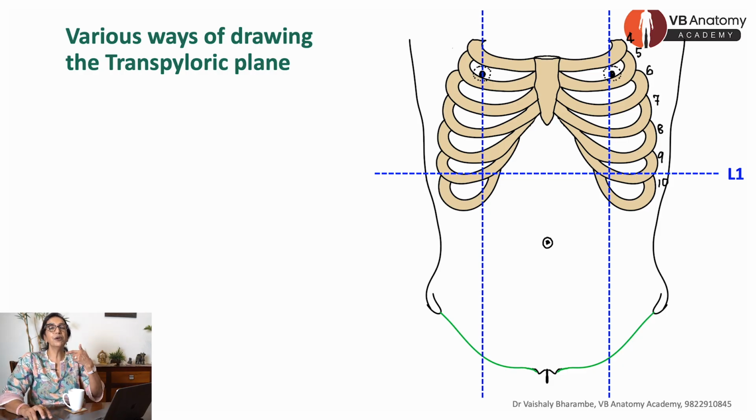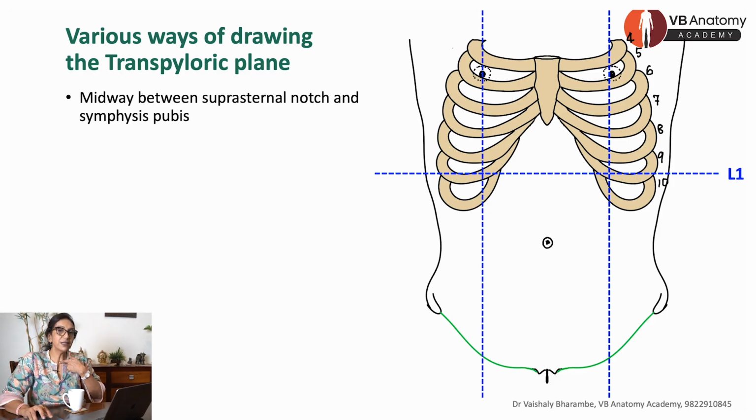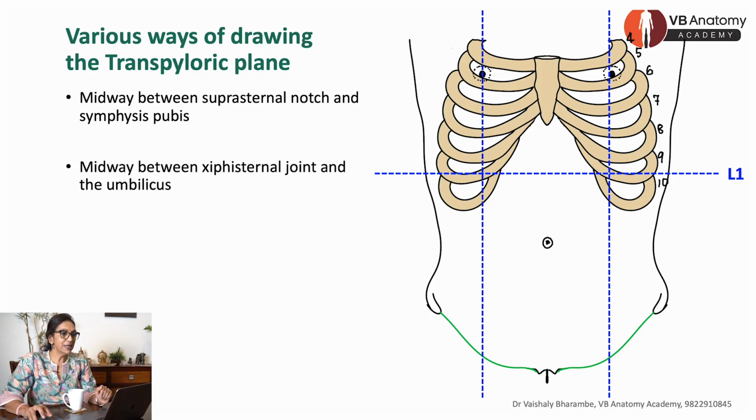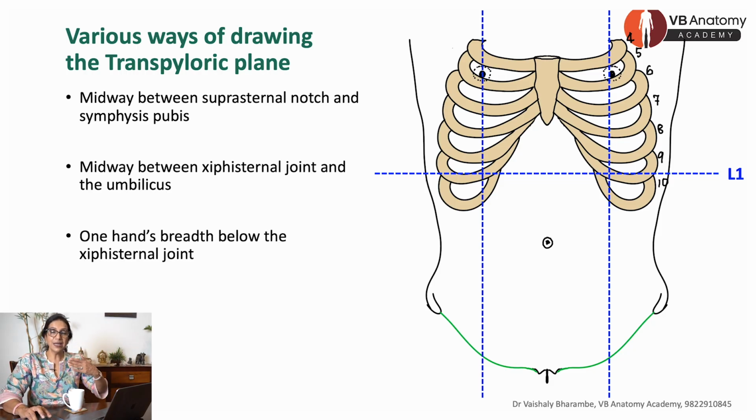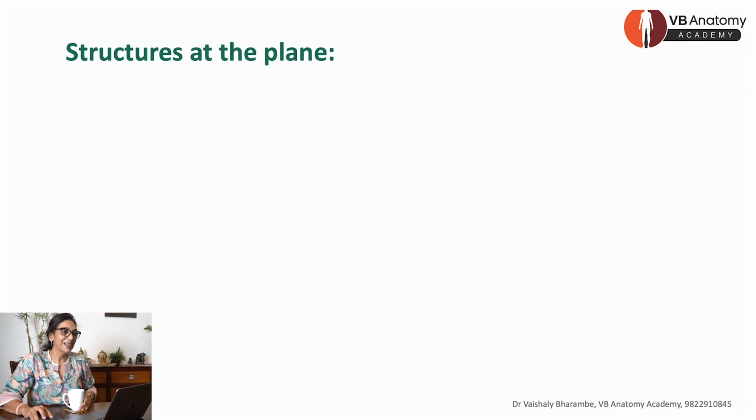One is the midpoint between your suprasternal notch and symphysis pubis. You draw a plane through that. Second is midway between the xiphisternal joint and the umbilicus. You draw it through that. Lastly, you can ask the patient to keep his hand below the xiphisternal joint, and along the lower edge of his hand, you can draw the transpyloric plane. But it has to be the patient's hand, not your hand. Okay? Right. So there are various ways of drawing the transpyloric plane.